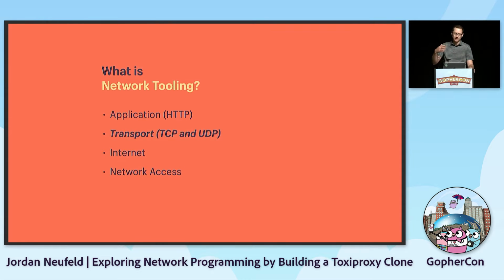The next layer down is focused on TCP and UDP, so the transport layer. Under that, we have the internet layer. If you were building a router where you have to route IP addresses, that's that layer. And then network access is below that, if you're talking about drivers and putting bits on the wire, things like that. Today, though, we're going to be at the transport layer talking about TCP.